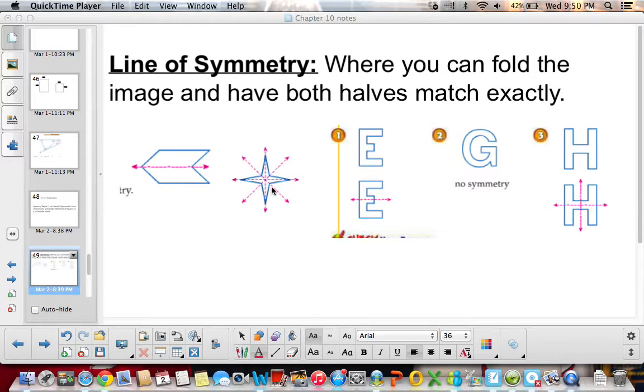This figure right here has more than one line of symmetry because we can fold it down each of these lines and still it would be folded on top of each other. And E, we can see, has a line of symmetry horizontally down the middle. If we do one down the middle here, and then we fold it on that, we can see that it obviously would not be the same. This does not have a line of symmetry at all. And then an H has two lines of symmetry, a vertical and a horizontal right down the middle.